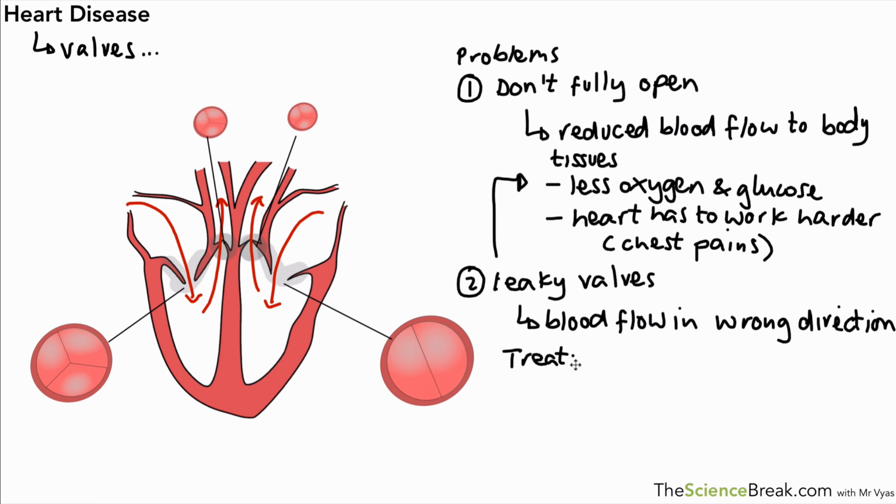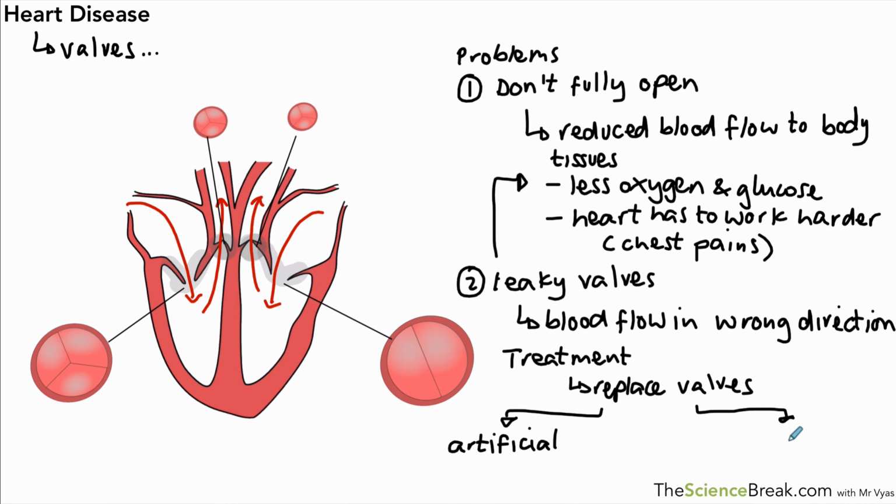There are treatments that we can use to help solve this problem, and that revolves around replacing the valves. So you can replace one or more of those valves, and there's two types. We can have mechanical valves, artificial ones, or we can have biological ones. And the pig seems to be an animal that has a heart that's very close in structure to the human heart, so pig valves tend to be used.